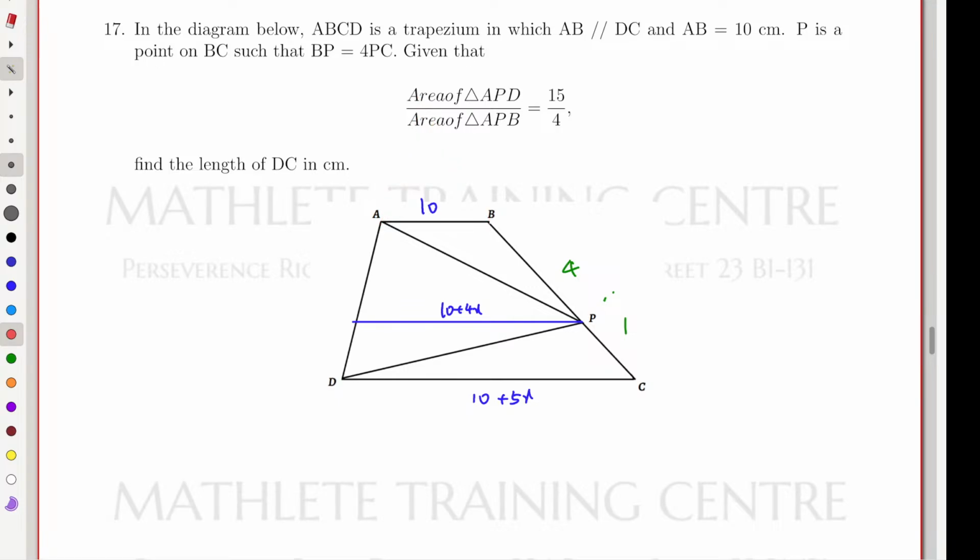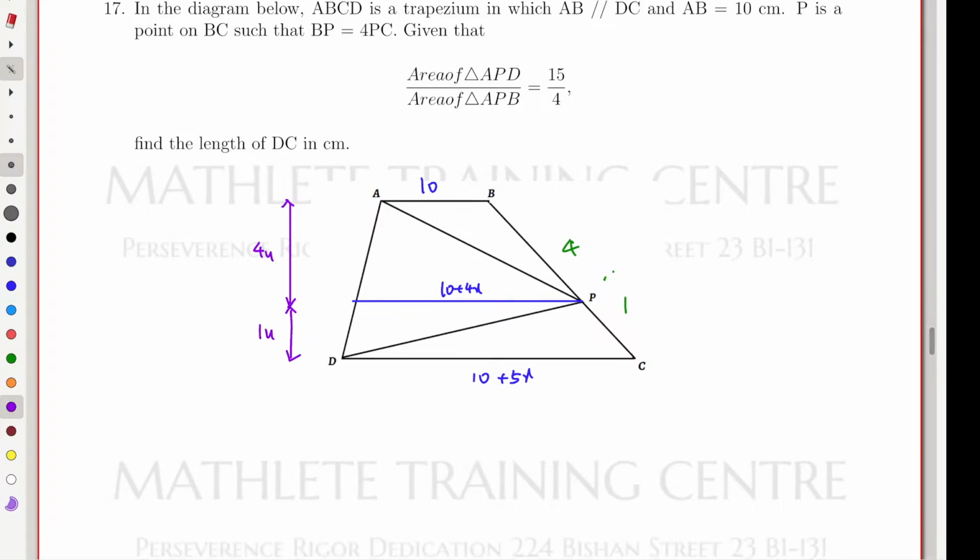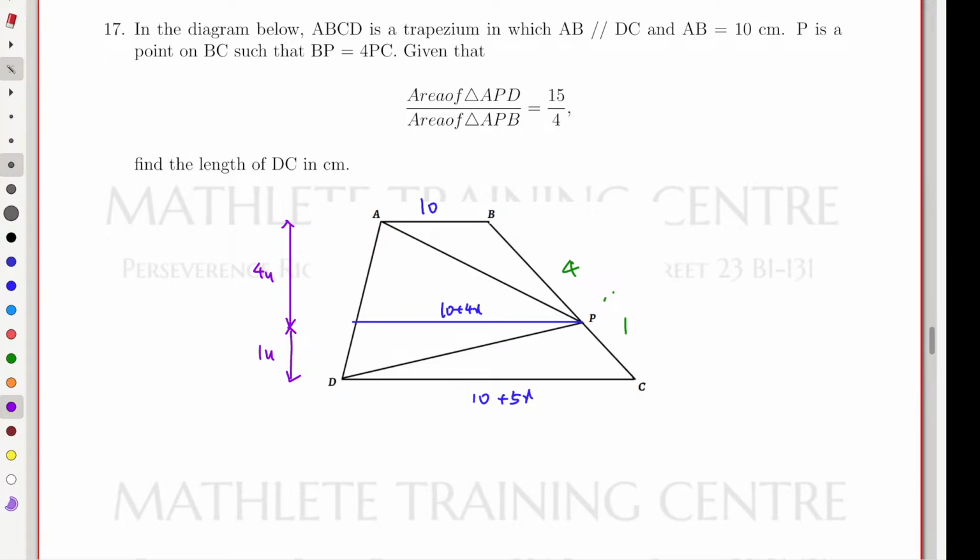Anyway, I know that the sides are 10 plus 4x and 10 plus 5x. How to continue? Well, I also know that the height is in the ratio of 4 to 1. So let me label this as 4 units and 1 unit, and then I can write each of the areas in terms of our unknowns. So what's the area of APB, the smaller one? The area of APB will be equal to half times base times height. The height is 4 units, so the base is 10 units. This is equal to 20 units area.